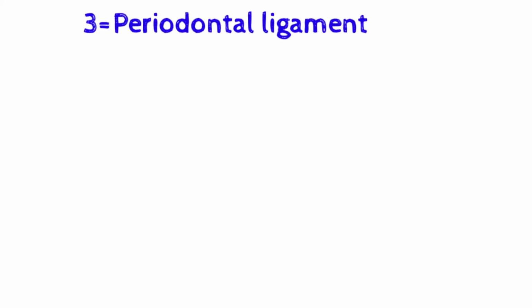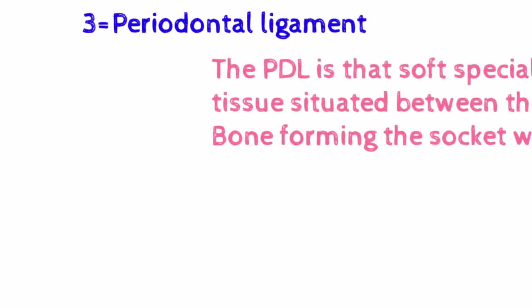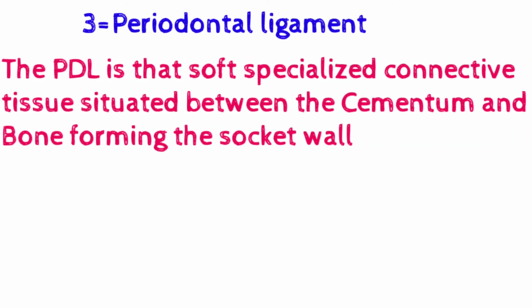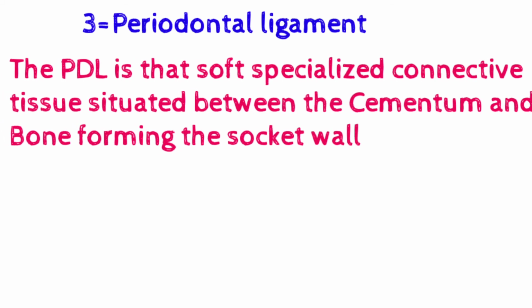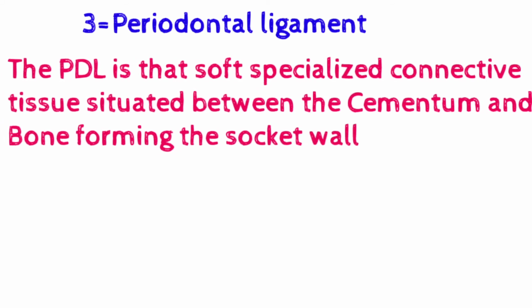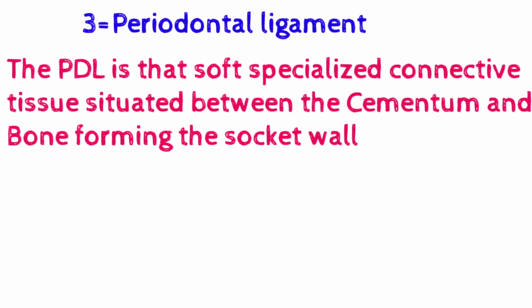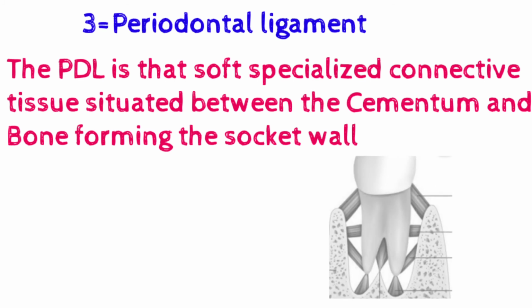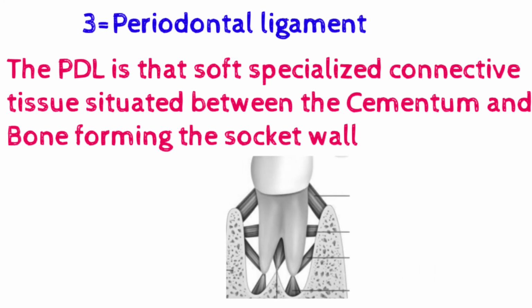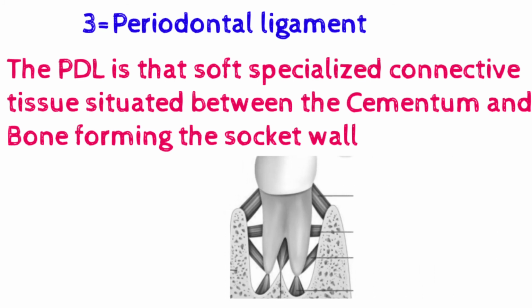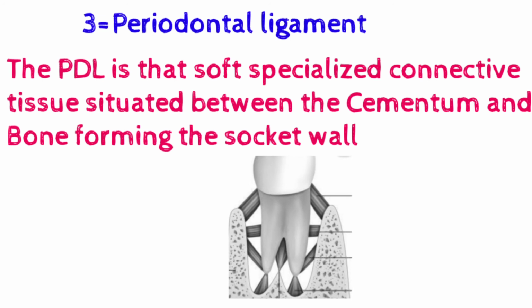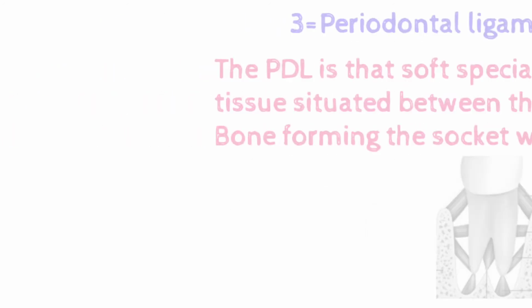Now come to the third part of periodontium, periodontal ligament. How do we define the periodontal ligament? The PDL is the soft specialized connective tissue situated between the cementum and the bone, forming the socket wall. Mean between alveolar process socket and cementum the PDL is present. Look at this diagram. The PDL is present between cementum of the root and the alveolar process of the bone.